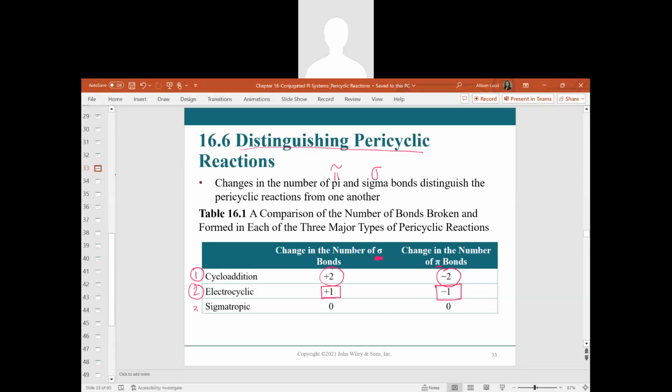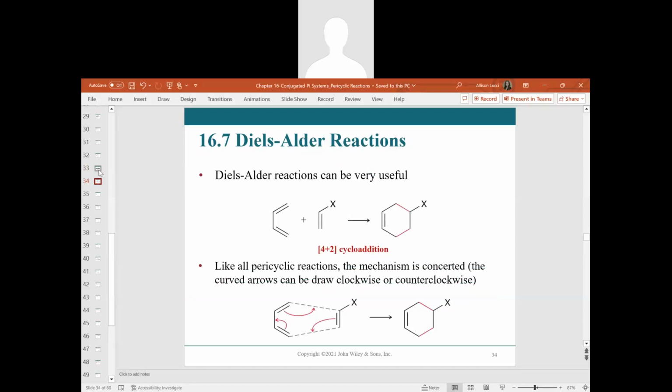Last but not least, with our sigmatropic, we know that a reaction has occurred. We know that there's movement of those sigma bonds within our cyclic structure, but our net result is neither an increase nor decrease in the number of sigma nor pi bonds. So we would net a 0 change in both. We'll look at a specific type of cycloaddition reactions in section 16.7.